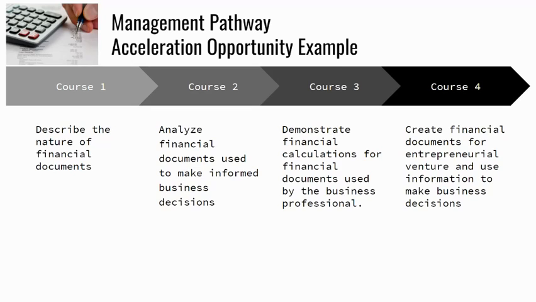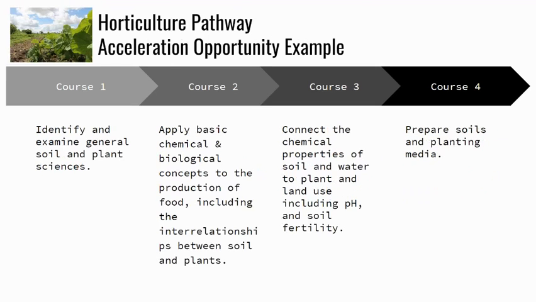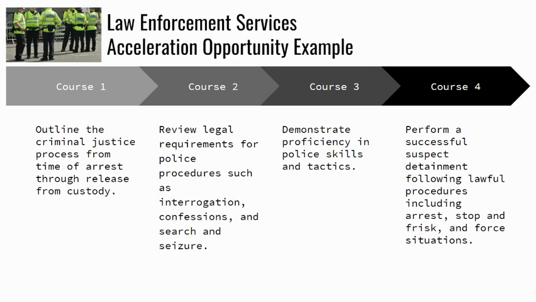Here's one in the management pathway. Here is one from the horticulture pathway. And here is one from law enforcement services. These are examples of how to take skills and sandwich them together within the 4-course progression to ensure mastery of these standards.